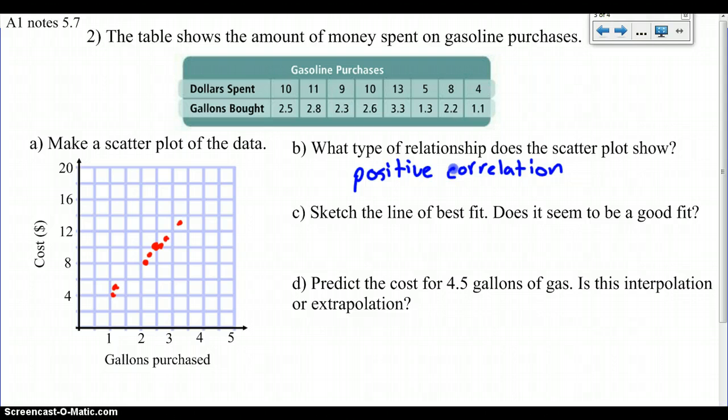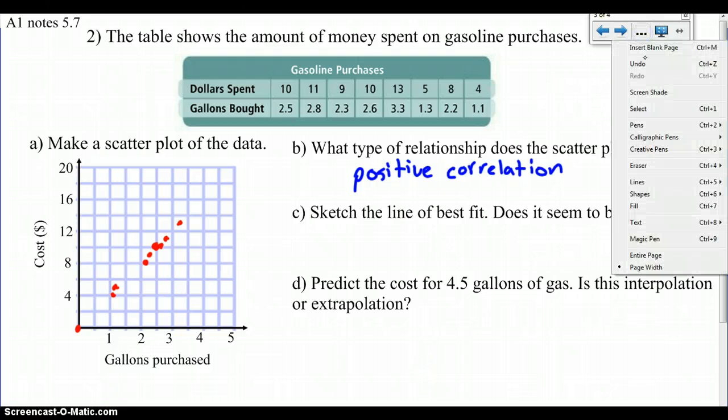Now, part B says to sketch the line of best fit. One thing to keep in mind, and this doesn't apply to every problem, but in this one there's another point that we could assume that's not listed here, and that is if you purchased 0 gallons of gas, that would be, well, $0, right?